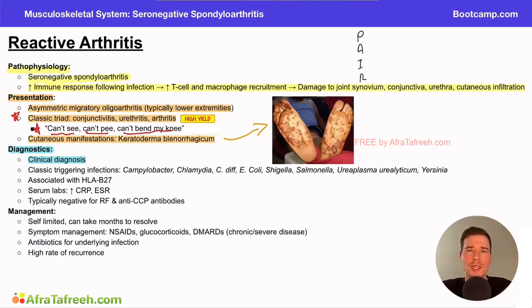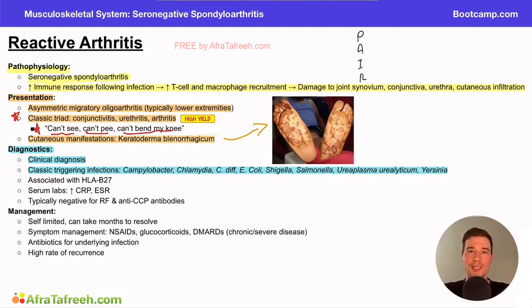It really is the whole patient presentation. So when we think about what can cause reactive arthritis, we want to think about classic triggering infections. These include things like Campylobacter, chlamydia, C. diff, E. coli, Shigella, Salmonella, and some other ones as well. So if a patient comes in with urinary tract infection, and then a week later they present and they have some more of these arthritis conditions, well, this could be indicative of reactive arthritis.